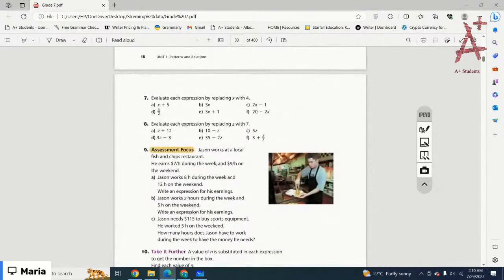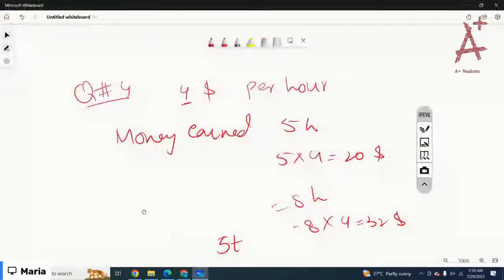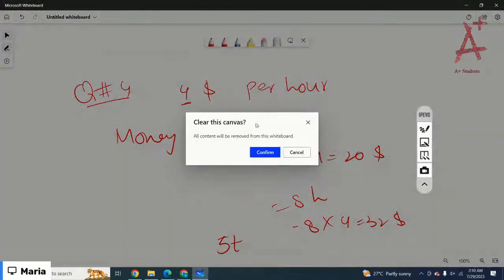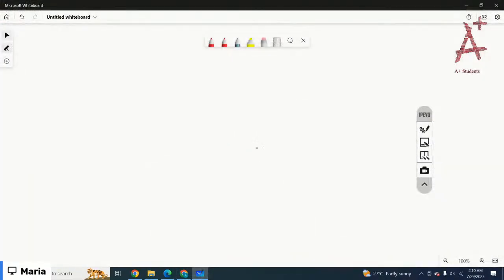Okay, question number 7. Evaluate each expression by replacing x with 4. So you have to replace the x and put 4 over here. Let's just start with question number 7a, x plus 5. Replace x with 4. Got it? Should be 4 plus 5, and that equals 9. Got it?